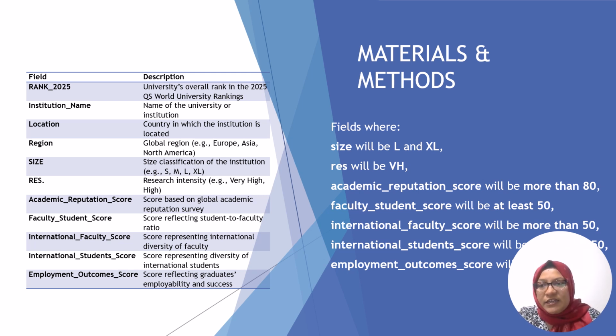To focus on certain criteria which ensure the best academic outcome, international atmosphere, and most successful graduates, I analyzed the database in PostGIS to identify the institutions where the size is large and extra large, research status is very high, academic reputation score is more than 80%, faculty student score is at least 50%, international faculty score is more than 50%, international students score is more than 50%, and employment outcomes score is at least 80%.